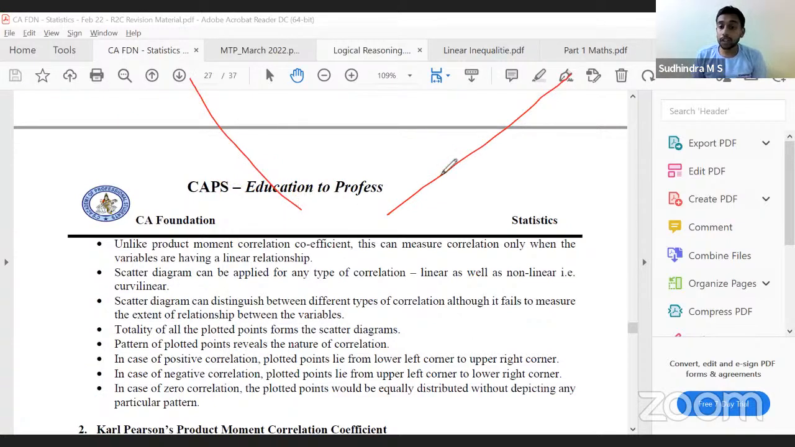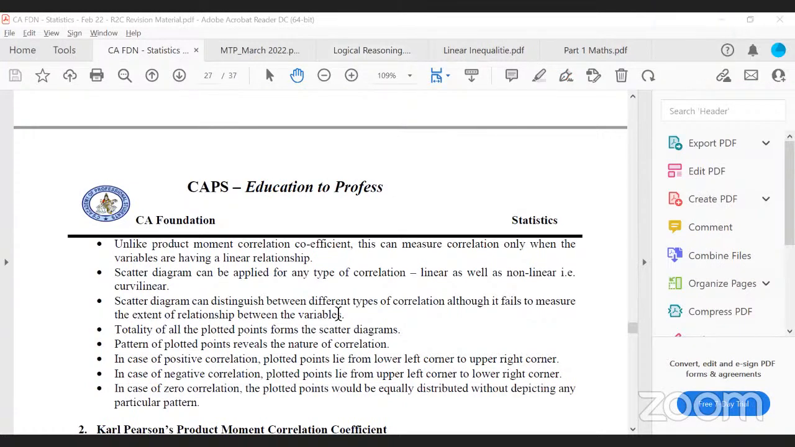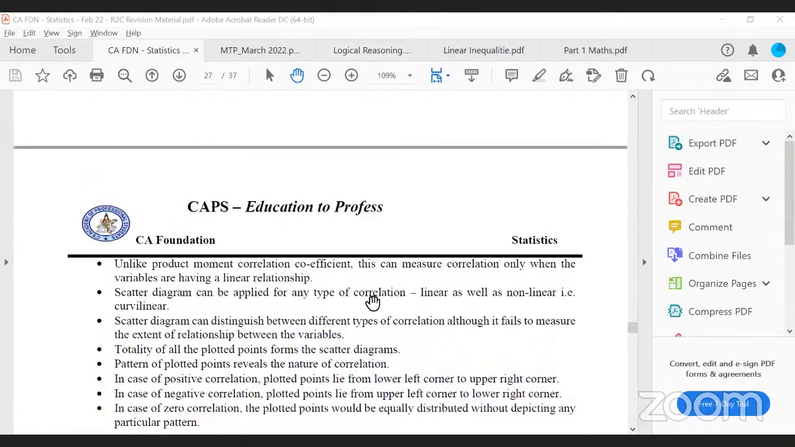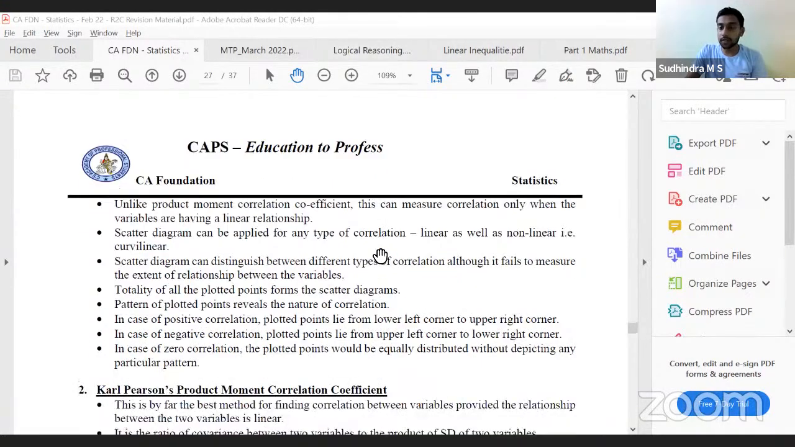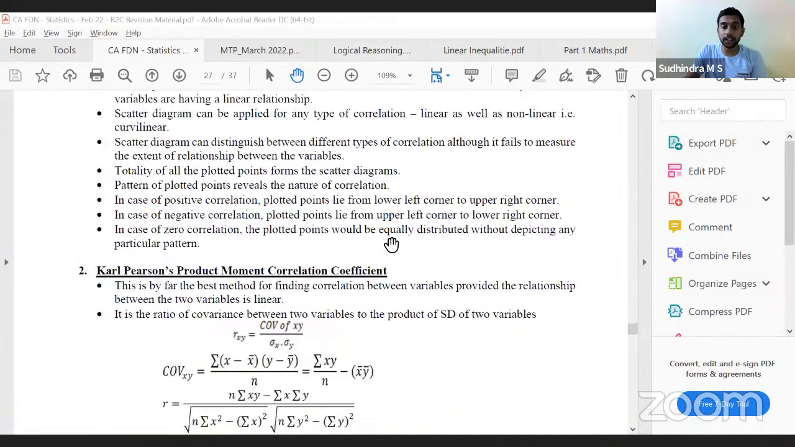In case of zero correlation, there is no pattern; it would be distributed in a haphazard manner. There would not be any pattern in the diagram that we have plotted. So this is the scatter diagram.